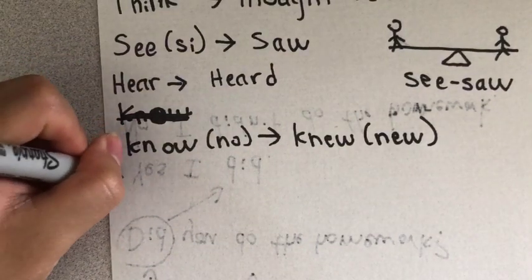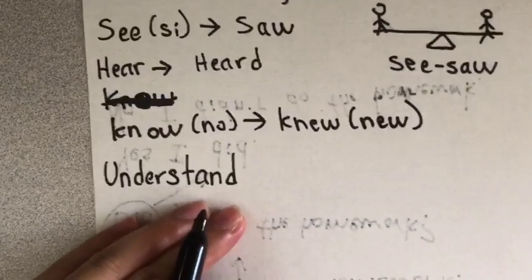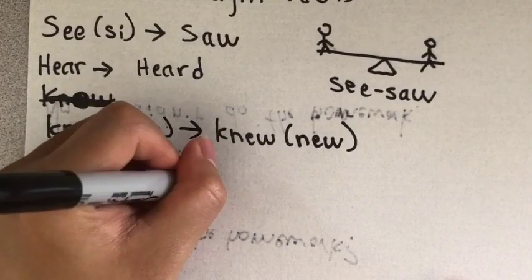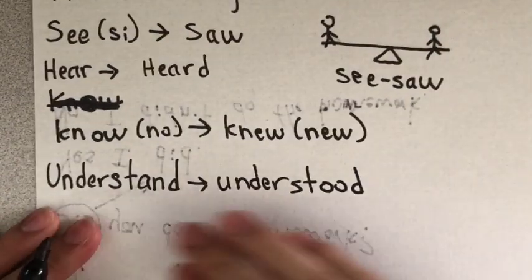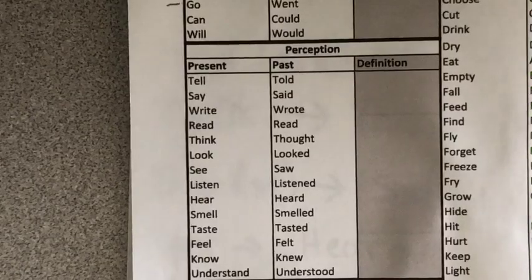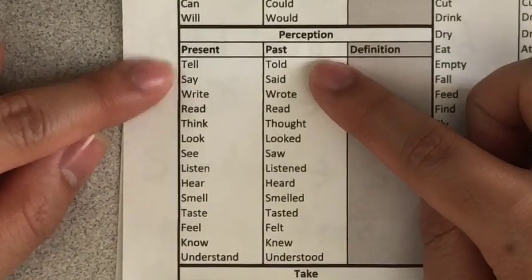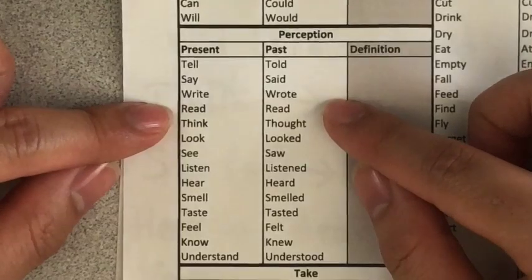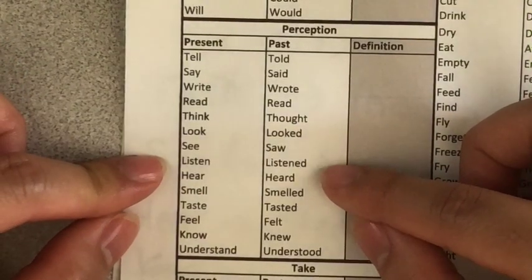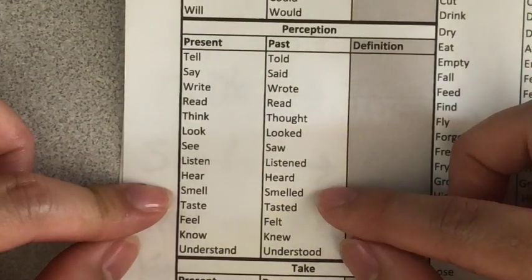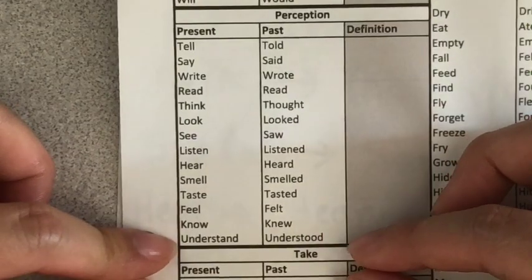And then the last word for today is understand. In past tense, we say understood. Understand, understood. Okay, so the irregular verbs we learned today are in this group, perception. We have tell, told, say, said, write, wrote, read, read, think, thought, look, looked, see, saw, listen, listened, hear, heard, smell, smelled, taste, tasted, feel, felt, know, knew, understand, understood.